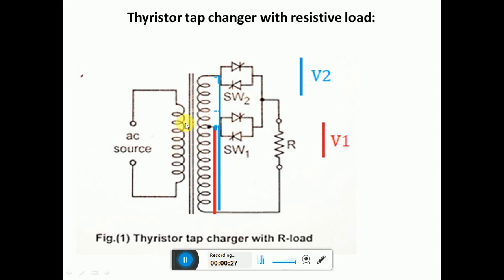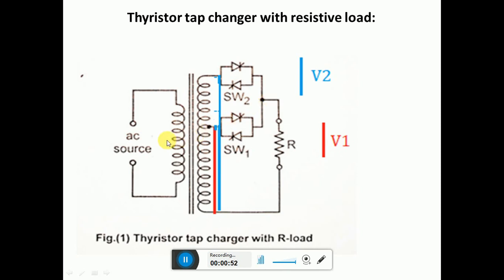Now this is the circuit diagram of the tap changer with thyristors. Here the load is considered as a resistive load, so voltage and current will be in the same phase. So how is the secondary voltage controlled with the help of a tap changing transformer?